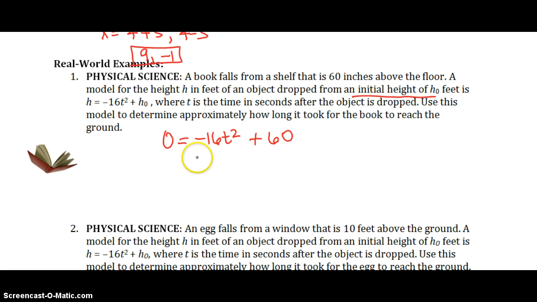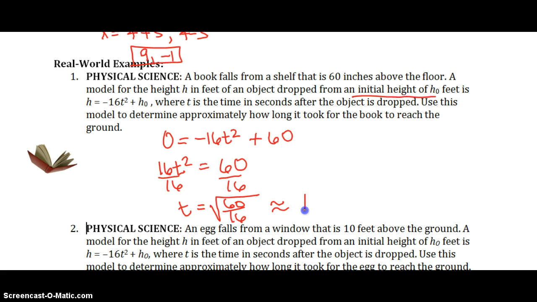Alright, now that does not look like a difference of squares. Let's get our 16t squared positive, and I could even leave it equal to 0, divide by 16, and how do we unsquare t squared? We're going to need to take the square root of 60 over 16, which is approximately 1.9 seconds.